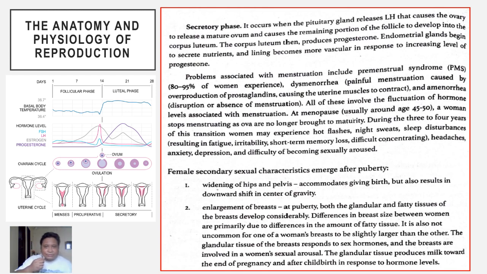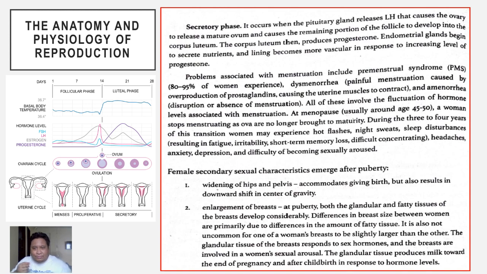Problems associated with menstruation include premenstrual syndrome, which is PMS. The other one is dysmenorrhea, or painful menstruation caused by overproduction of prostaglandin. Prostaglandins are also considered the pain hormone within our bloodstream, causing the uterine muscles to contract. That's why you have a painful period. The other one is amenorrhea, or the disruption or absence of menstruation. All of these involve the fluctuation of hormone levels associated with menstruation.